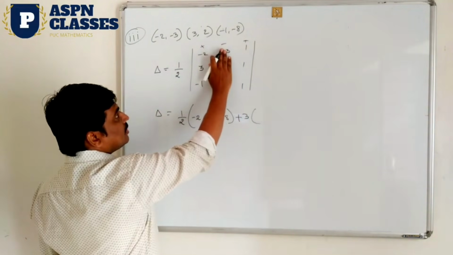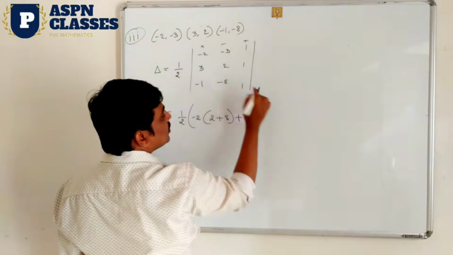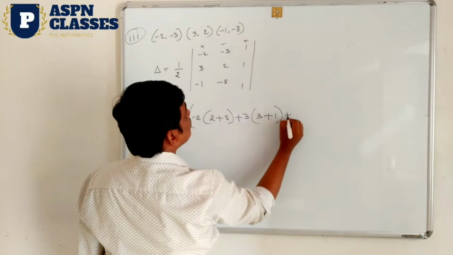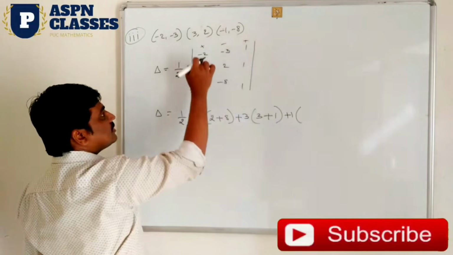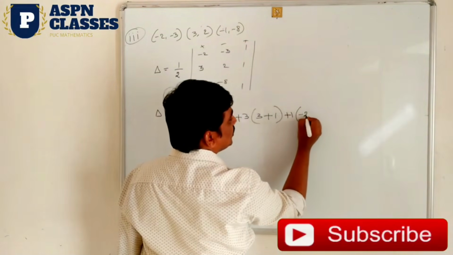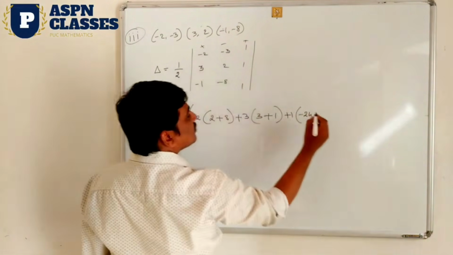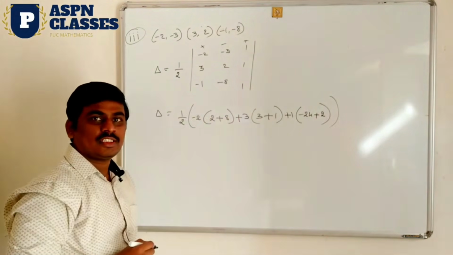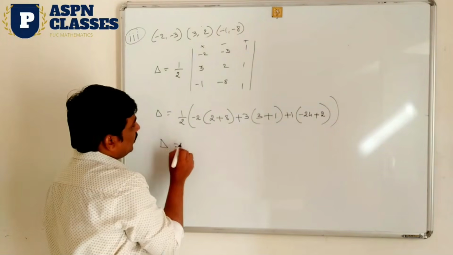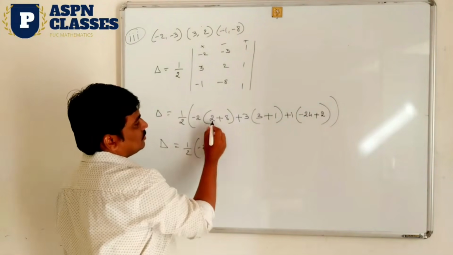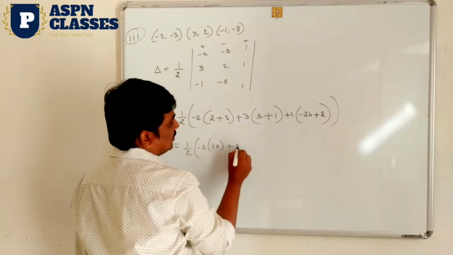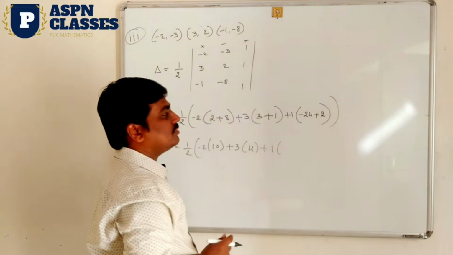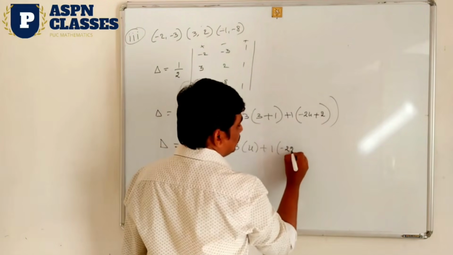So these two are cancelled, so middle column and the first row get cancelled. 3 into 1 is 3, minus minus plus 1, then plus 1 into bracket, these two are cancelled, 3 into 8 minus 24 and minus plus 2. Is it clear? So next you go and simplify all the results. Minus 2 plus 8 means 10, plus 3 into this is 4, plus 1 into 24 minus 24 plus 2, it means minus 22.